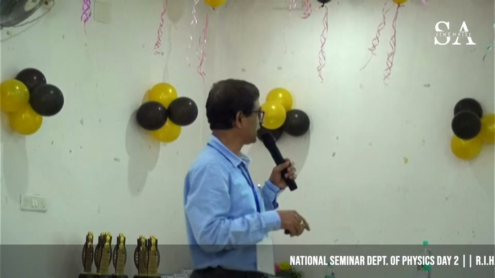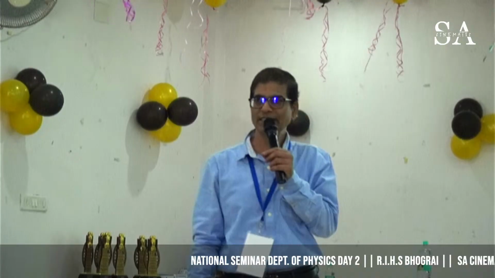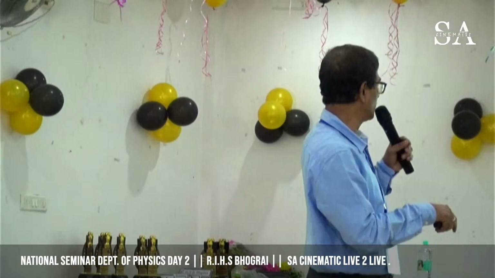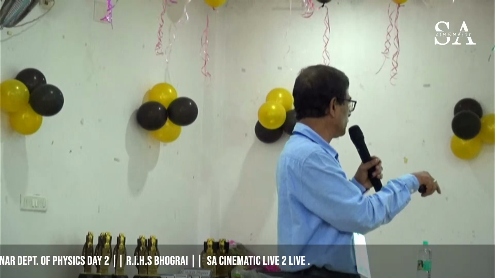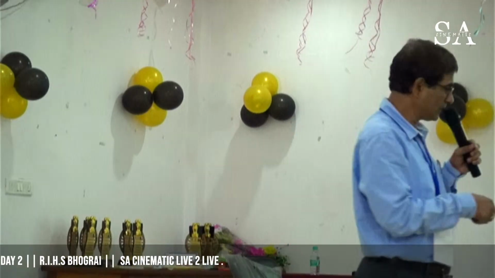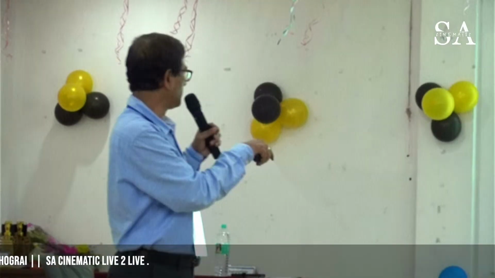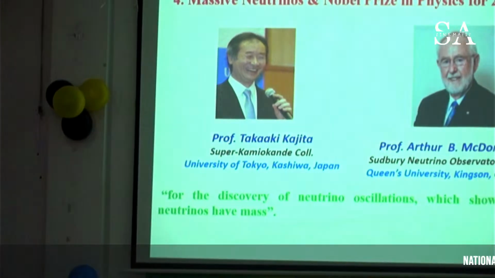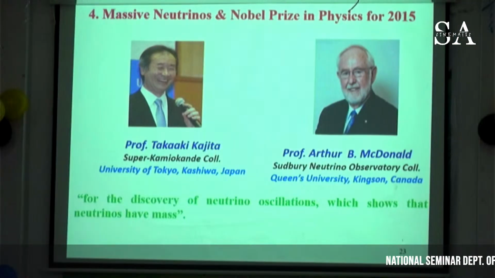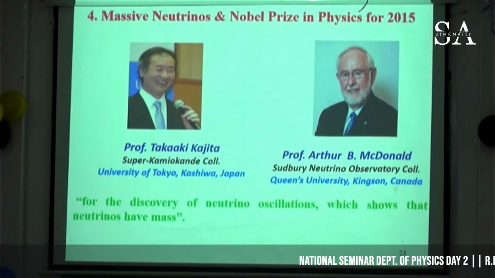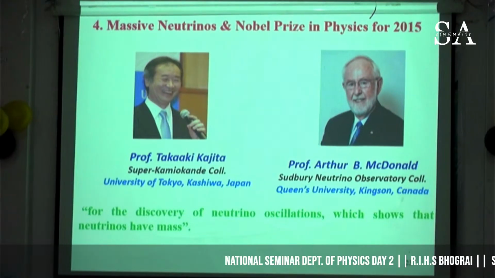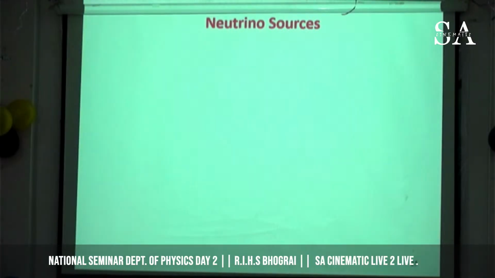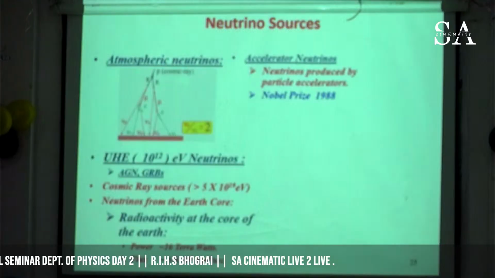Then comes another topic, massive neutrinos. Already I said that in the standard model neutrinos are massless, but the discovery of neutrino oscillation shows that neutrinos have mass. For this discovery, Professor Kajita and Donald got the Nobel Prize in 2015, which provides the existence of massive neutrinos. It is already accepted, so I have to consider these things.